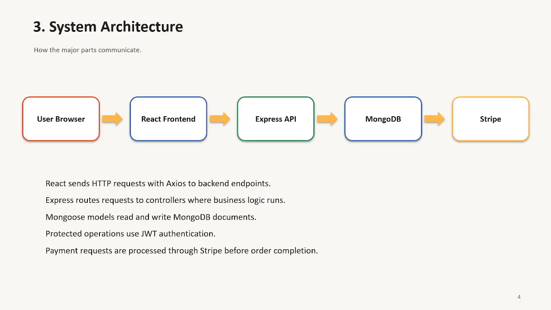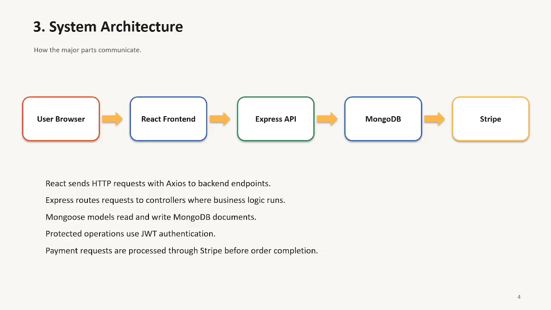Another topic is system architecture. This slide explains how all parts of the application communicate. The first component is the user browser. The customer opens the web page using a browser. The browser loads the React frontend. Suppose the customer clicks the login button, React sends an HTTP request for the user action. The request reaches the Express backend. Express checks which API has been called.